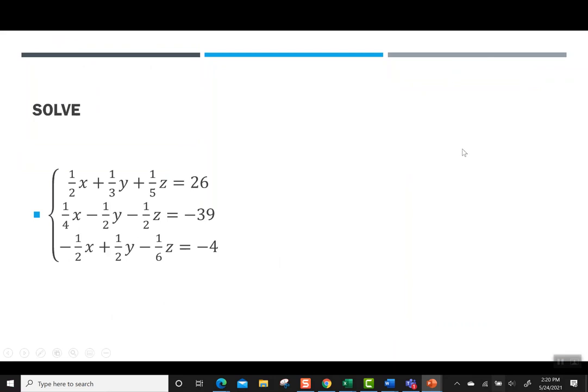All right, here's our second example. I have 1 half of x plus 1 third of y plus 1 fifth of z is 26. 1 fourth of x minus a half of y minus a half of z is equal to negative 39. Negative 1 half of x plus a half of y minus 1 sixth of z is equal to negative 4.